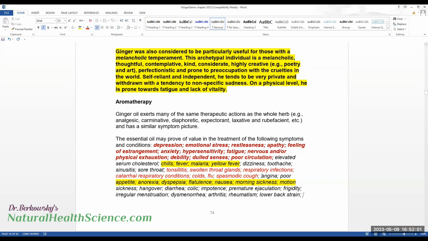And the important thing right here, by the way, when you're looking at those symptoms, is one of the first things that should jump into your mind if you're working with anybody else is cancer. Not the angina, by the way. That was a mistake, highlighting that. The poor appetite, the anorexia. Anorexia is not anorexia nervosa. Anorexia just means no desire to eat. Dyspepsia, which means indigestion, flatulence, and of course, one of the biggies, nausea.